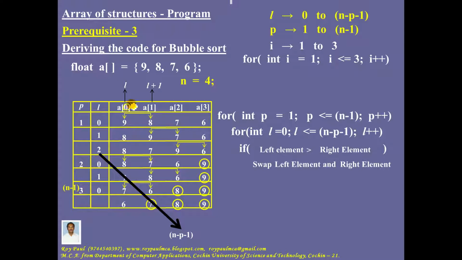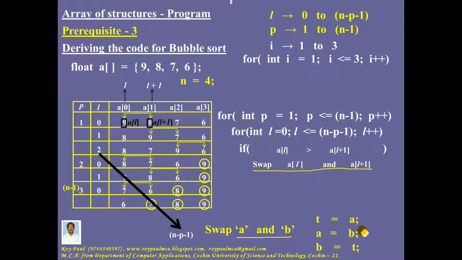Again, if this is L, your left element is A of L. Similarly, if this is L plus 1, your right element is A of L plus 1. You can see the left element is A of L and the right element is A of L plus 1. So this can be replaced as A of L and this can be replaced as A of L plus 1. So this became A of L and this became A of L plus 1. Now swap left element, that is A of L, and right element, that is A of L plus 1. So how do you swap A of L and A of L plus 1?